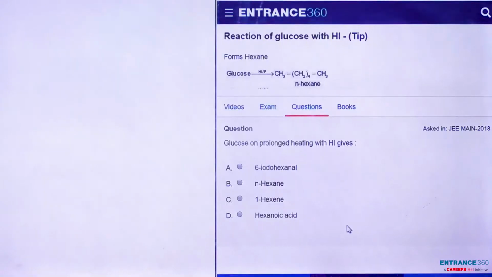Hello students, today we'll discuss this very interesting question from the chapter Biomolecules. This question includes the compound of glucose and this question has been asked in the JEE Mains 2018. So let's see what is the question. The question says glucose on prolonged heating with HI gives.